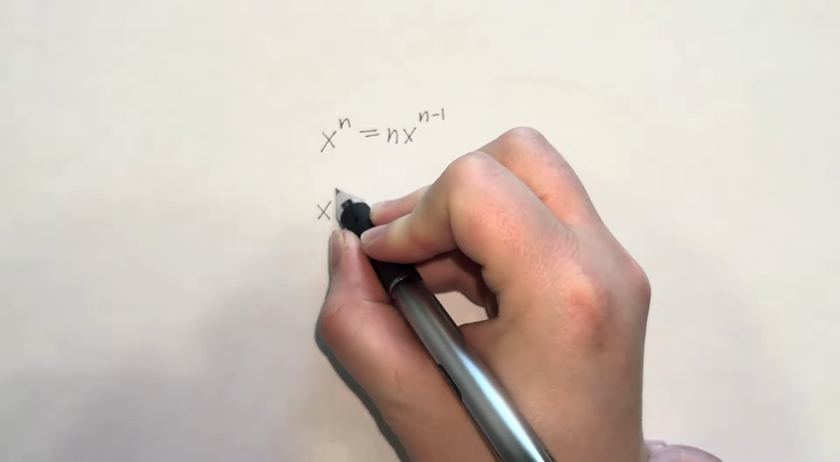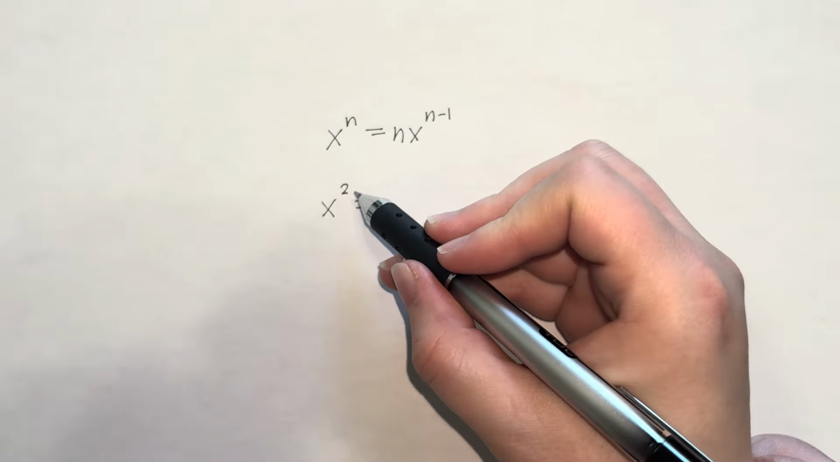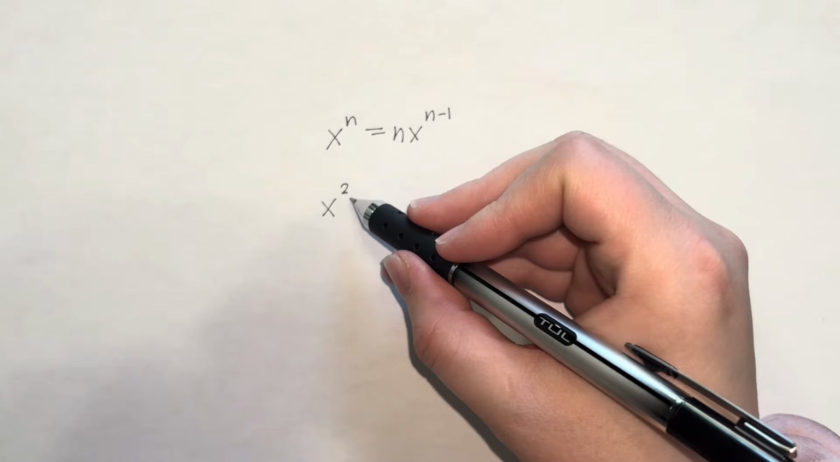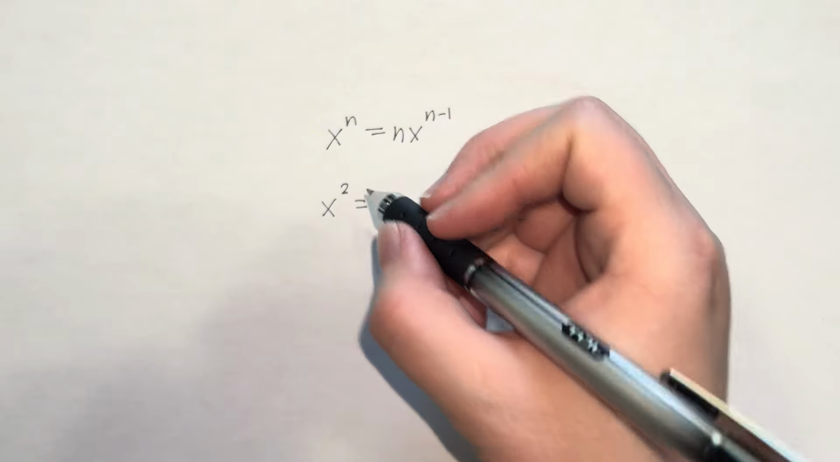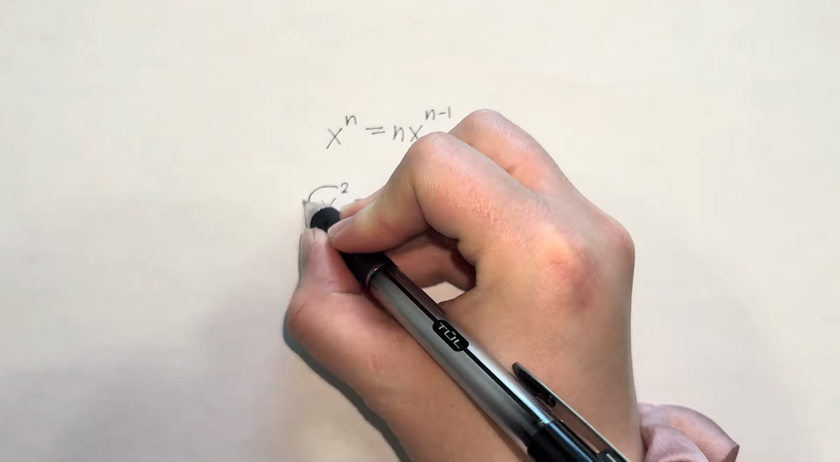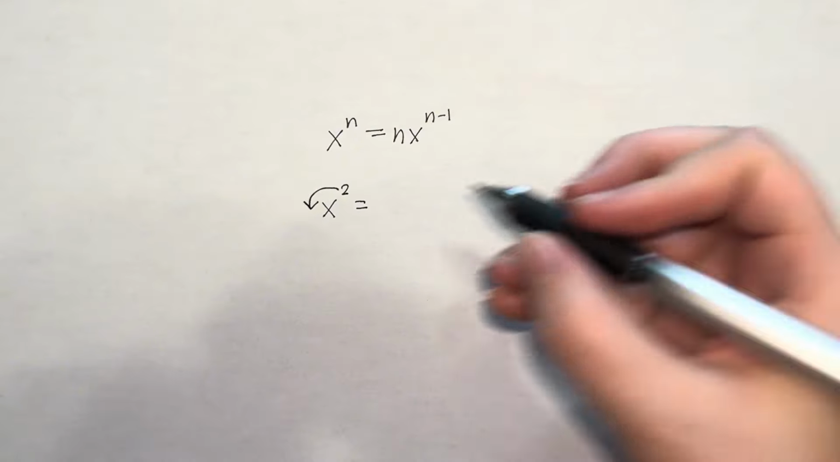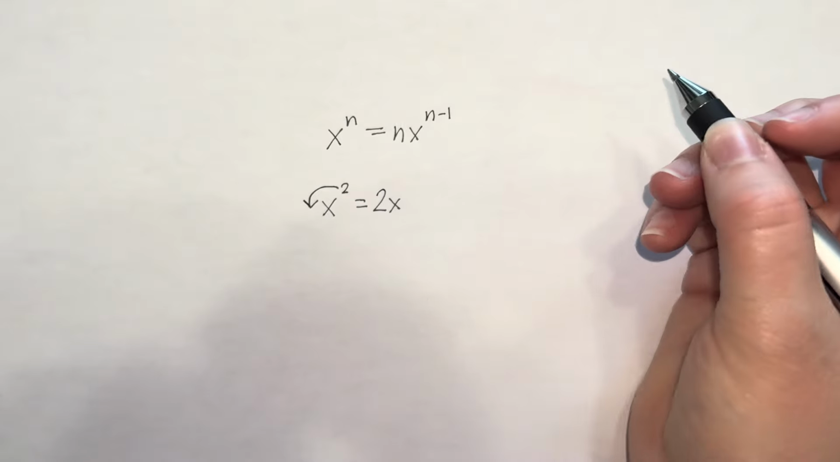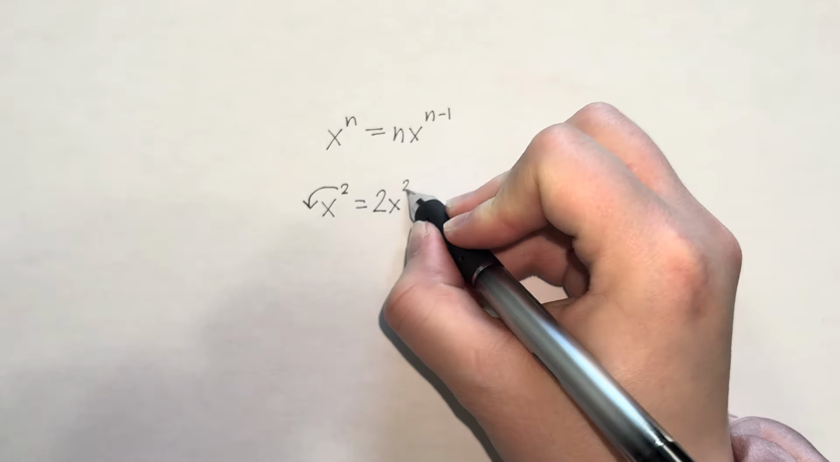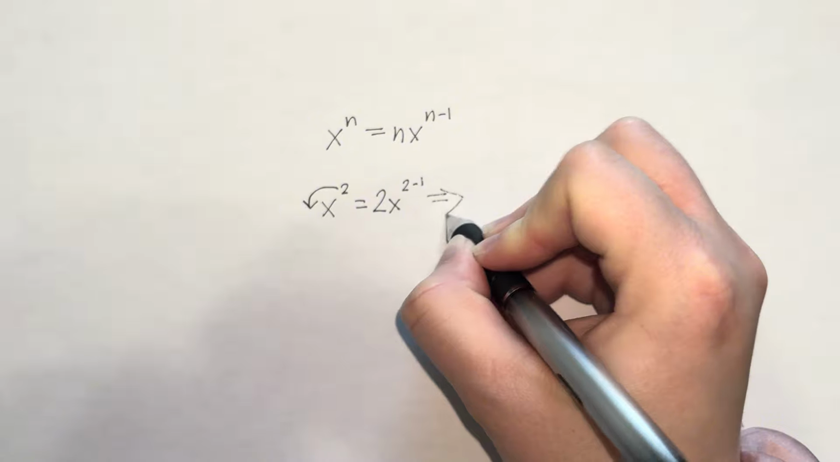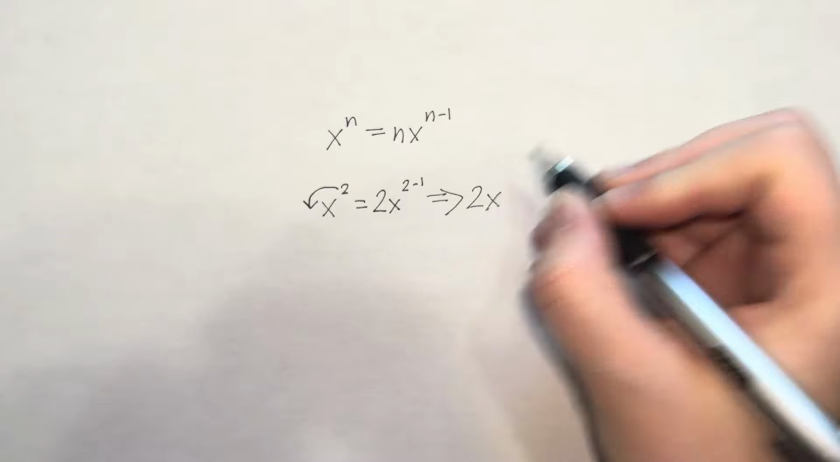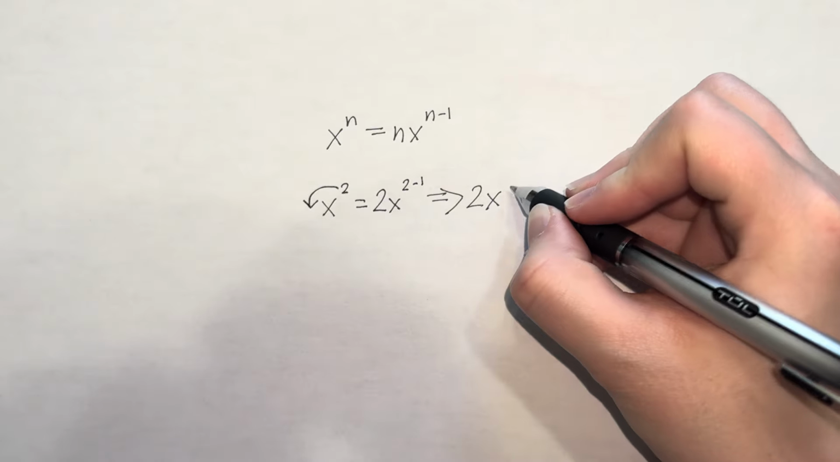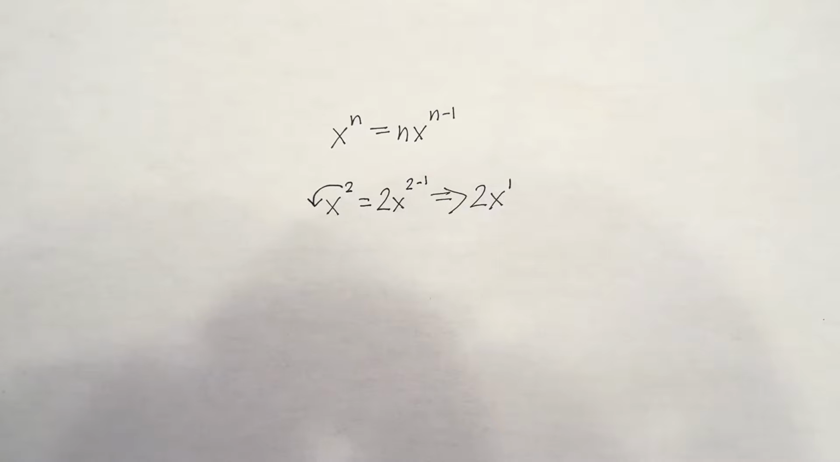Let's say that we have x squared. Well, x is going to be our x and our 2 is going to be our n. And it simply, with the power rule, goes down in front of the x. So it's 2x raised to the power of n minus 1. 2 minus 1, we go here, and our answer is just going to be 2x, technically raised to the power of 1, but we don't typically write down that 1.